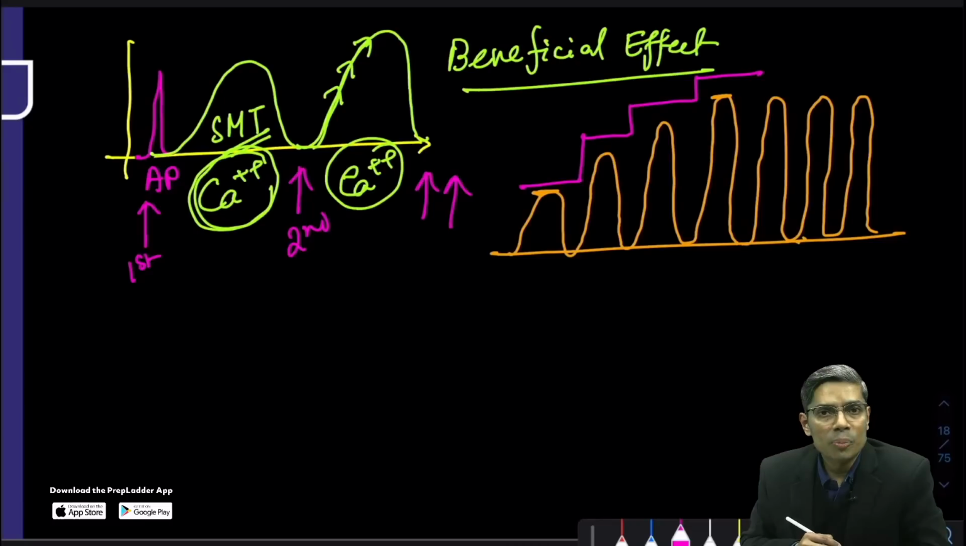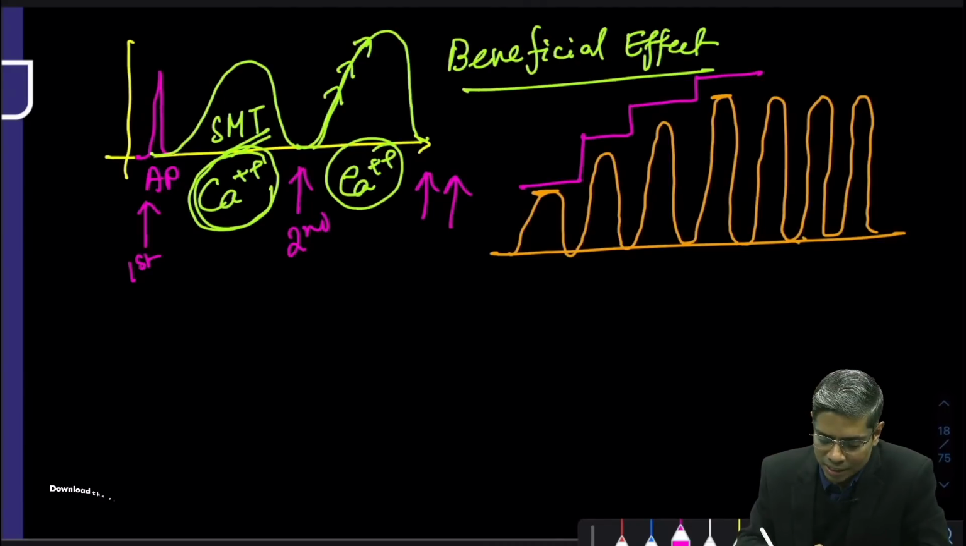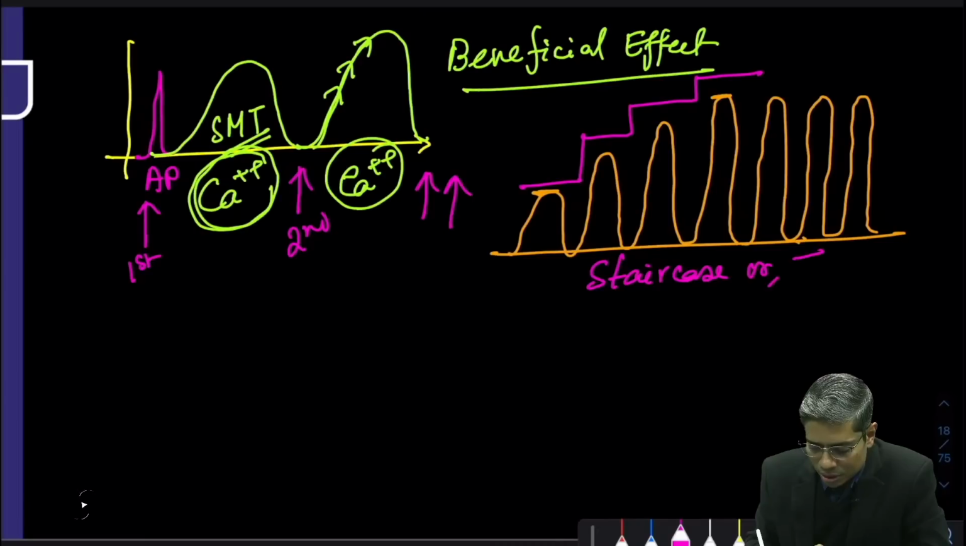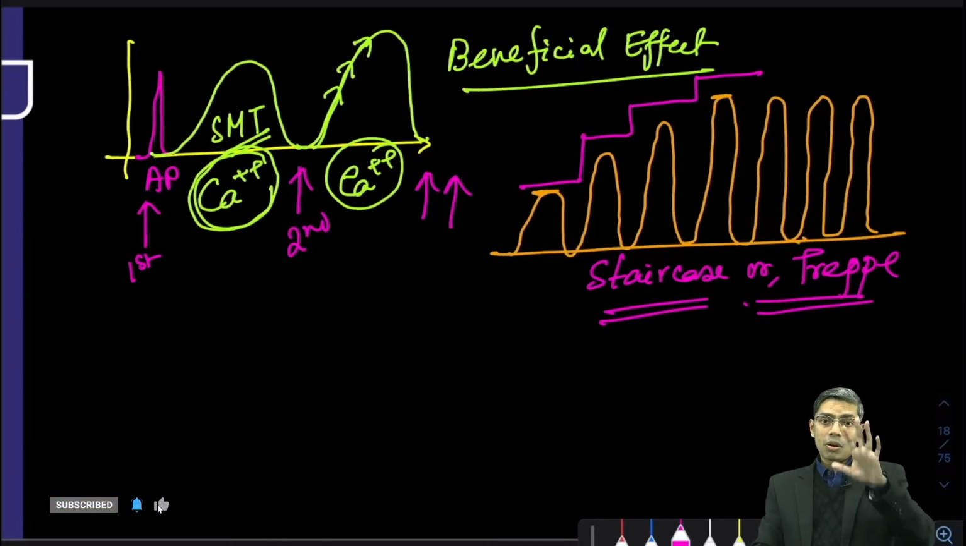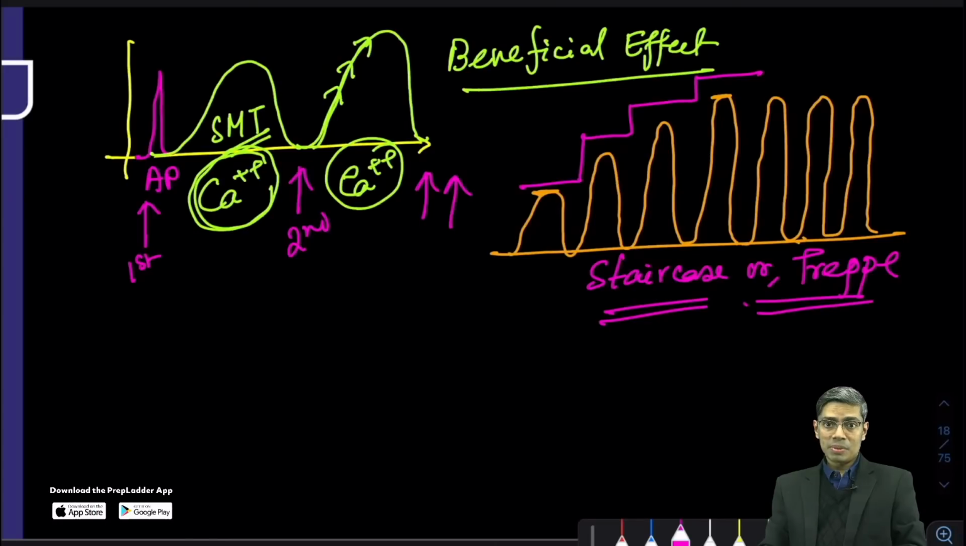This step-by-step phenomenon where the increment of height is occurring is known as the staircase phenomenon, also known as Treppe phenomenon, staircase or Treppe, right? Staircase and Treppe phenomenon, understood? Okay, so a question is often asked: what is the staircase and Treppe phenomenon?